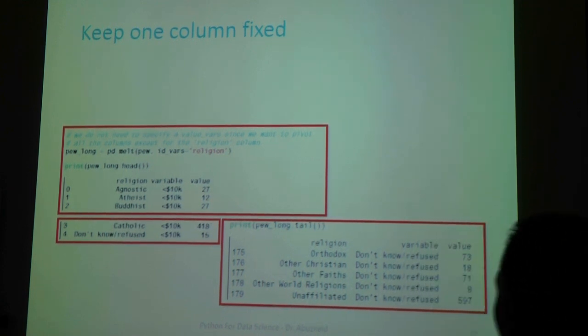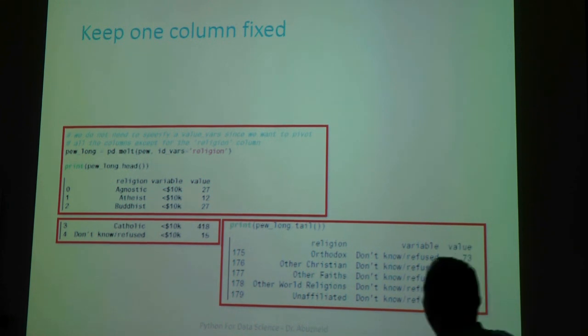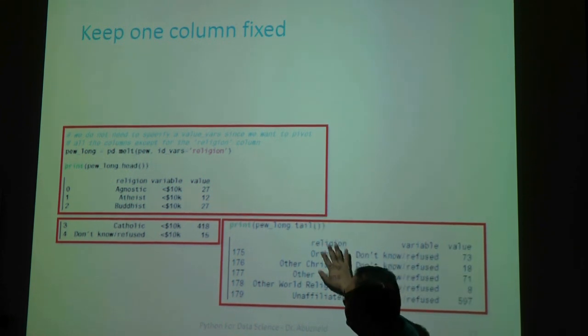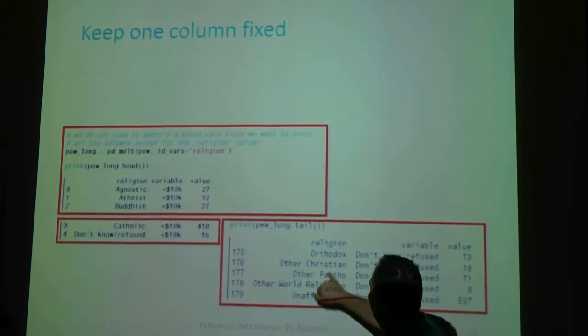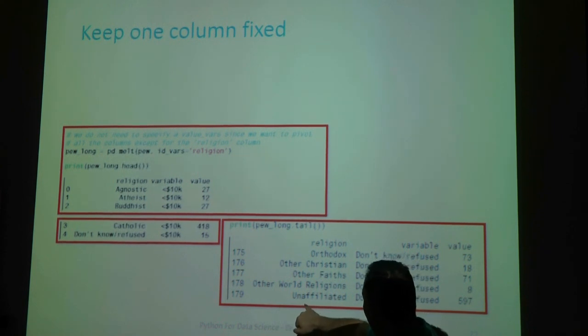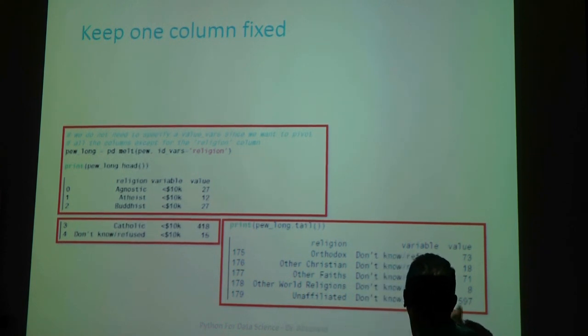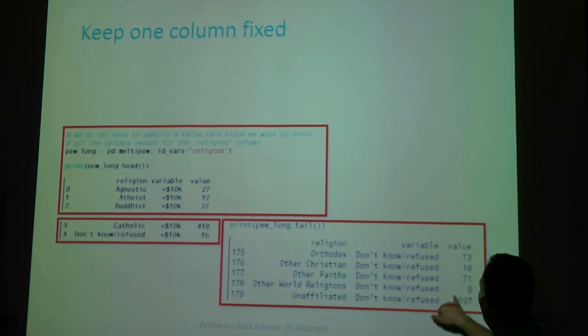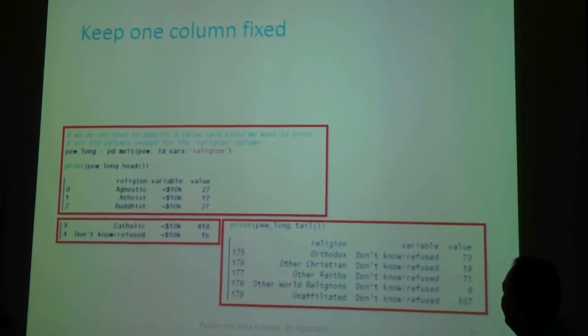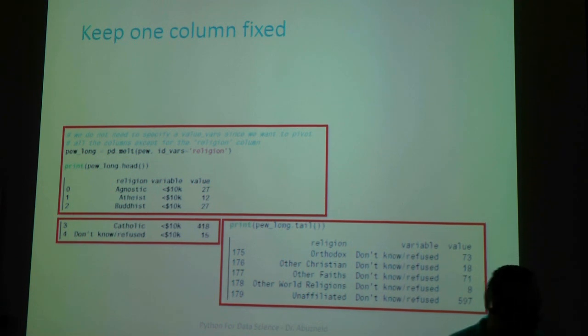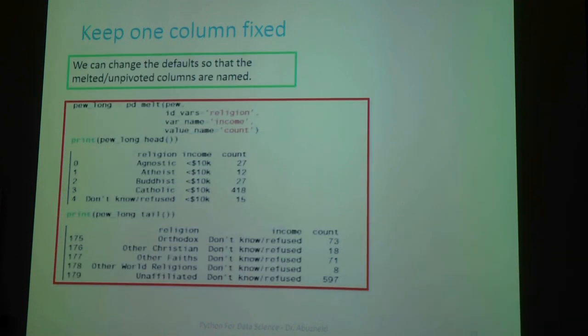And that's what we call melting, right? If I bring the tail, for example, this is the head, this is the tail. Go to the last one, unaffiliated, and the value is 597 records. So that's what is melted. Tidy data is to convert the data so that all the columns are variables, not values.